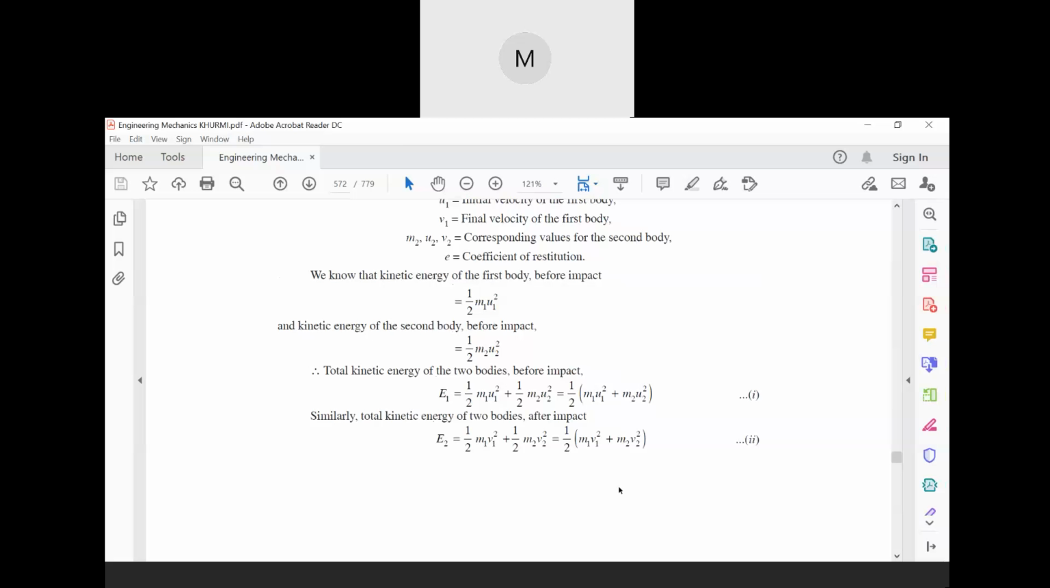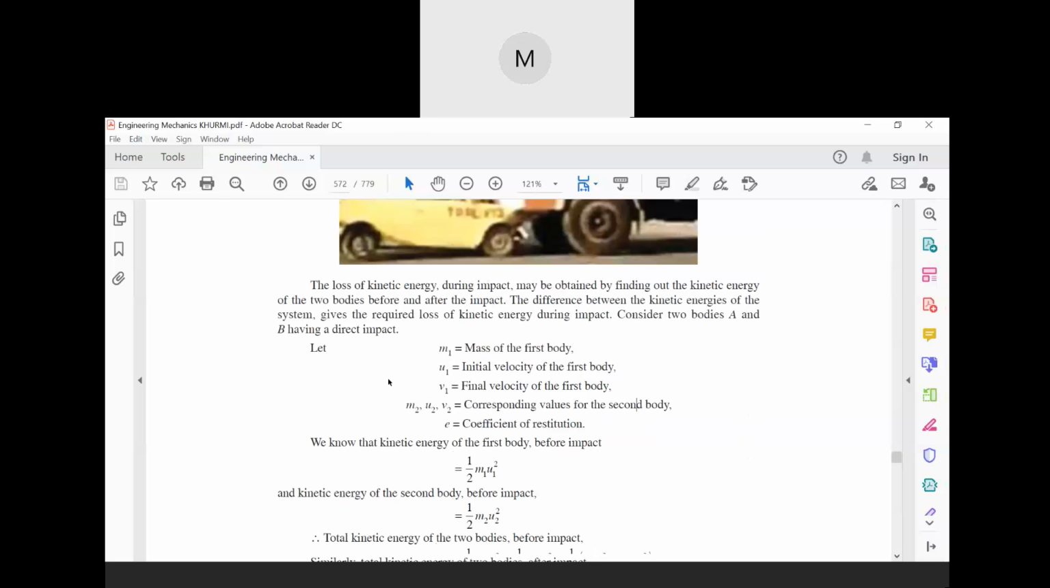Now if you can see, before impact what will be the kinetic energy of the first body? It will be half m1 u1 square.